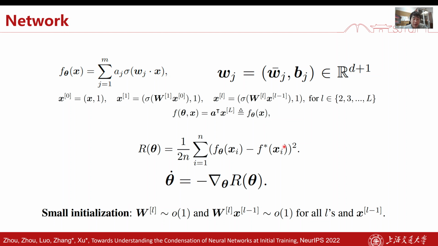We train the neural network by gradient descent with the learning rate going to the zero limit, and then we get this gradient flow. For initialization, we use a very small initialization. This W is a very small scale number. So its product with the input is also a small scale number.